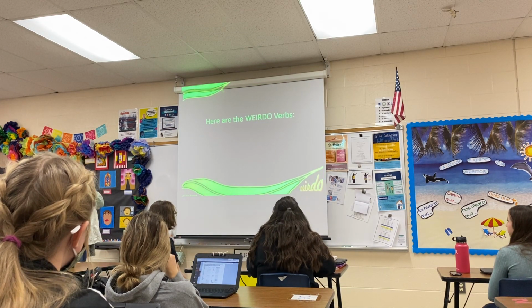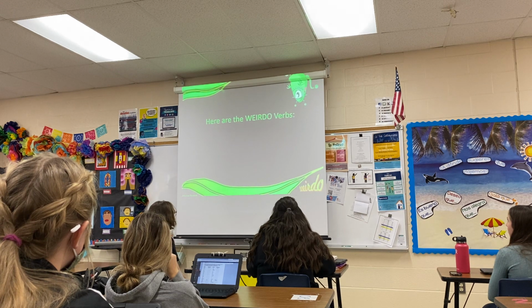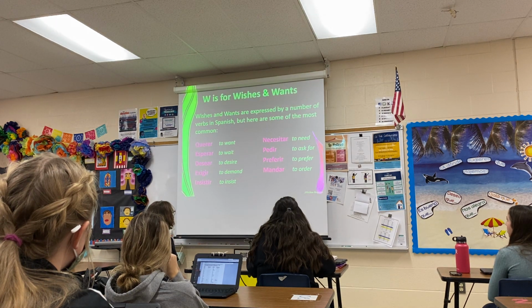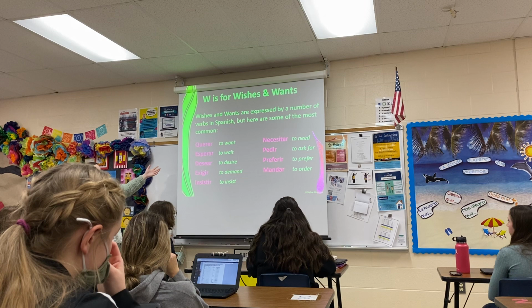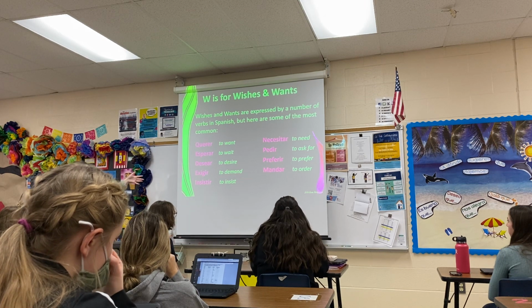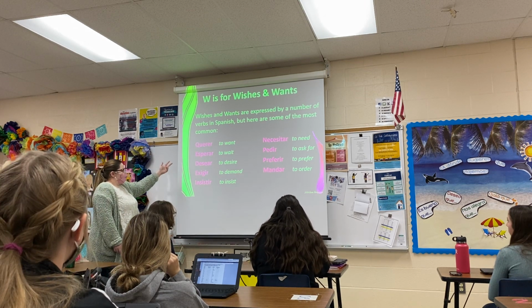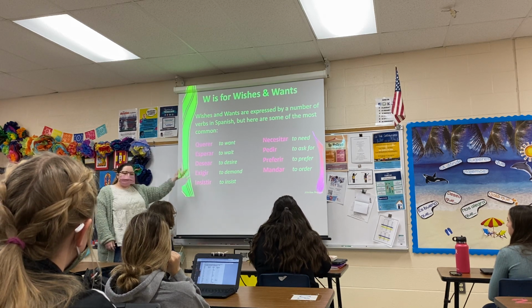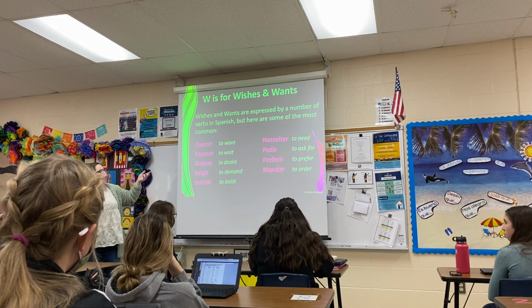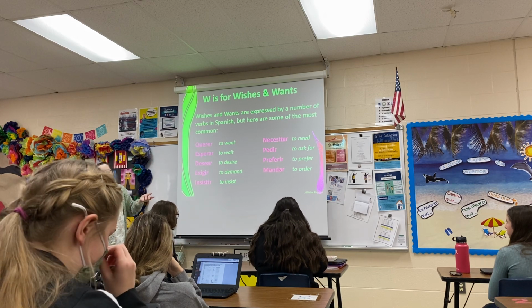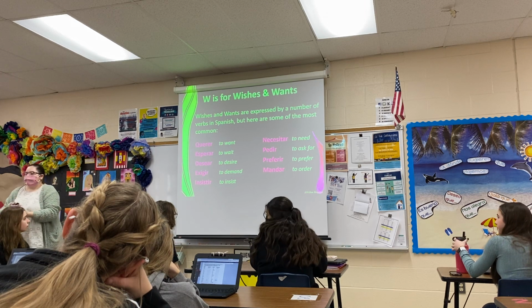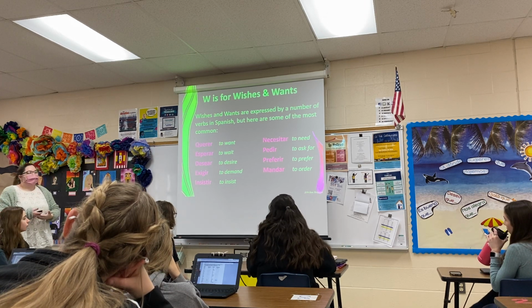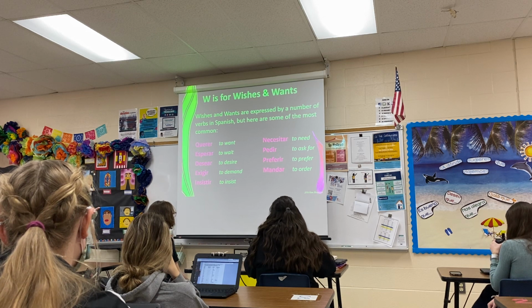So here is what we know for the weirdo verbs. For weirdo, the W stands for wishes and wants. These are a couple of them, but there are lots more; these are the most common. So verbs like querer, esperar, insistir. You guys know a lot of verbs like this, right? So wishes and wants. These would be subjunctive because it's not something very certain, right? This is something that you're wanting, but you don't have it, so it's not certain, right?